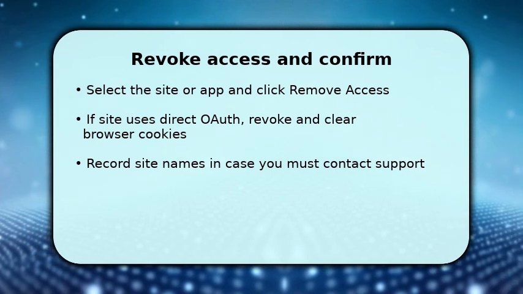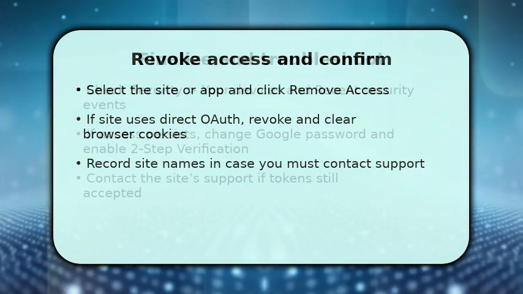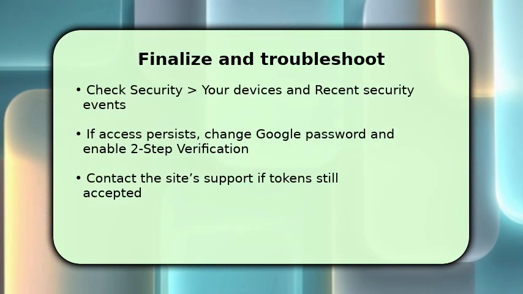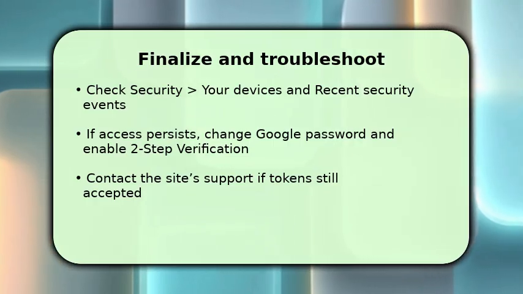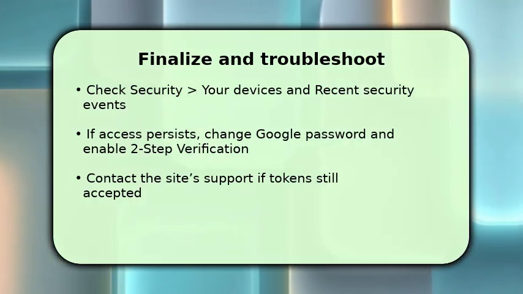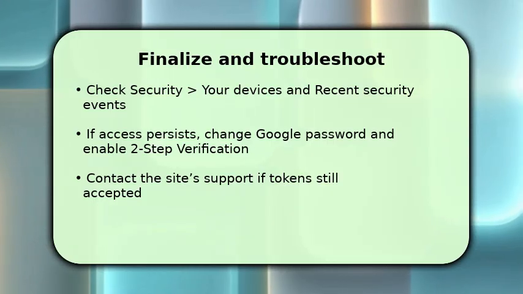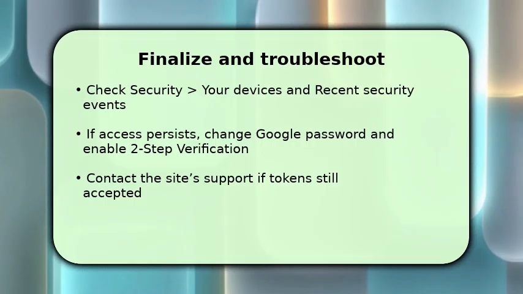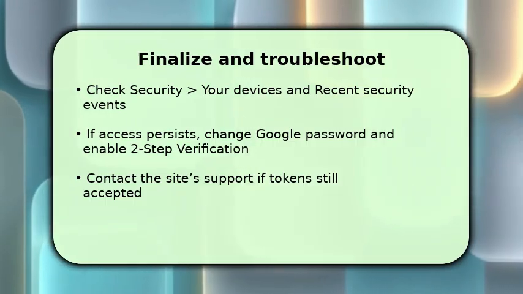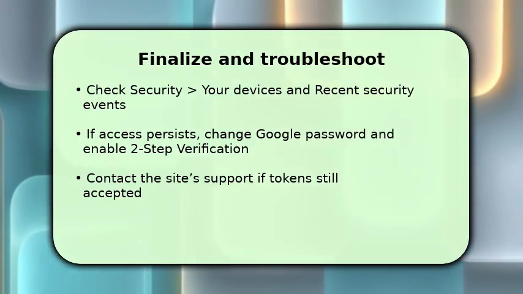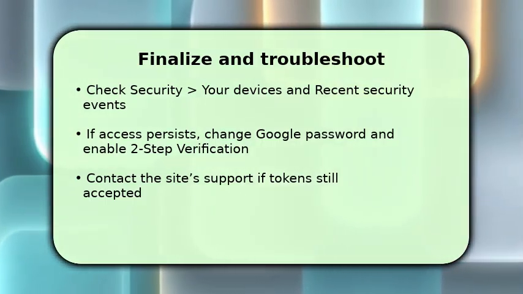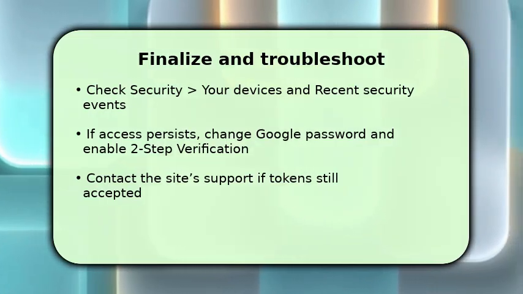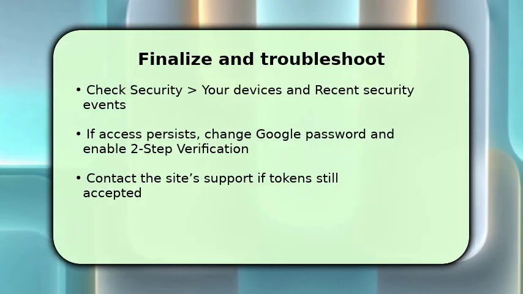Finish by auditing. Review your devices and recent security events to confirm no unexpected logins. This validates removal. If the site still shows your account, change your Google password and enable two-step verification to force token expiration and improve security. Make sure to notify the website's support with the recorded details if tokens remain active after these steps. One troubleshooting tip: if automatic revocation fails, revoke sessions and app passwords from Google.